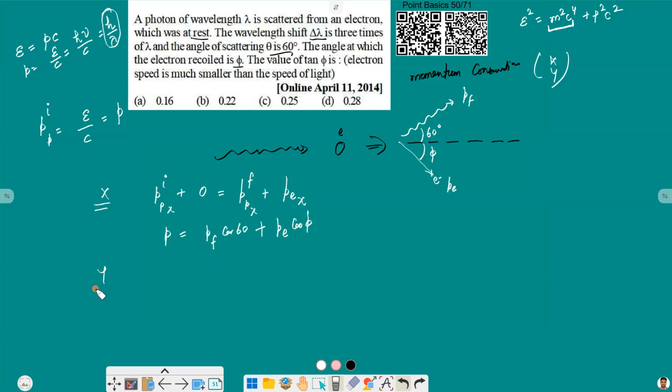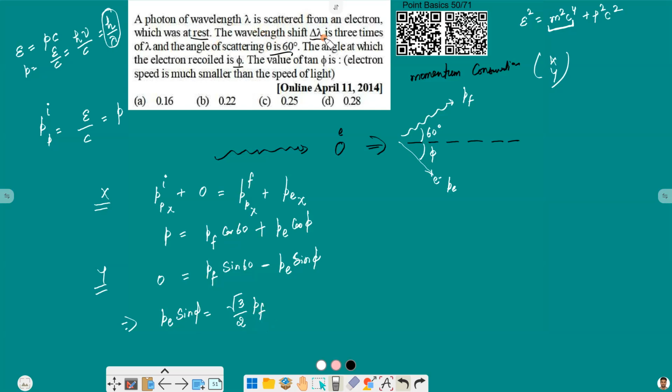Similarly, if we conserve in the y direction, the initial momentum in the y direction is 0, and the final momentum in the y direction is PF sin 60 minus PE sin phi. So from the y direction we can write that PE sin phi is equal to, with sin 60 being root 3 by 2, root 3 by 2 of PF.